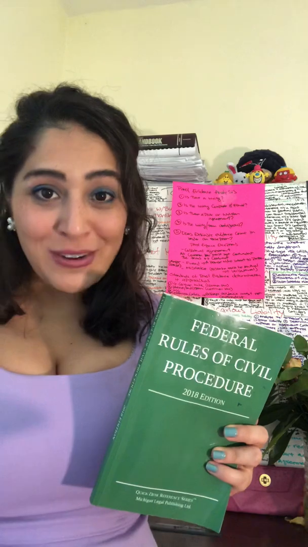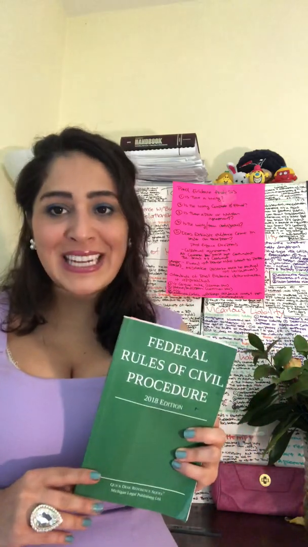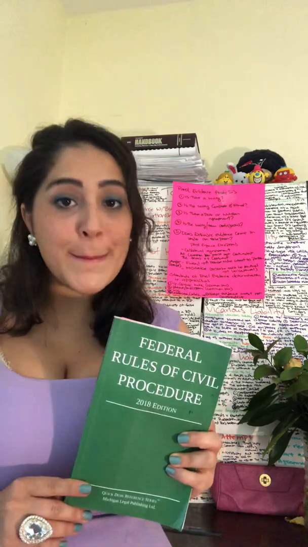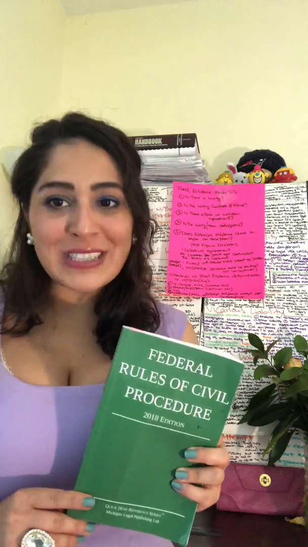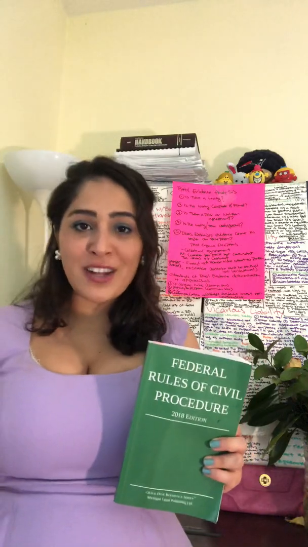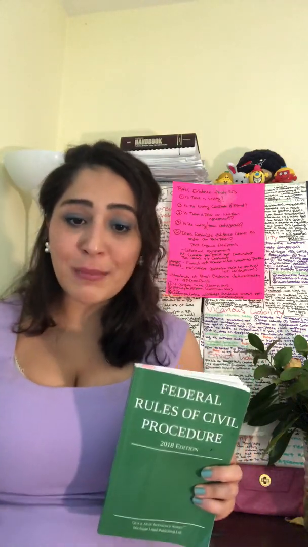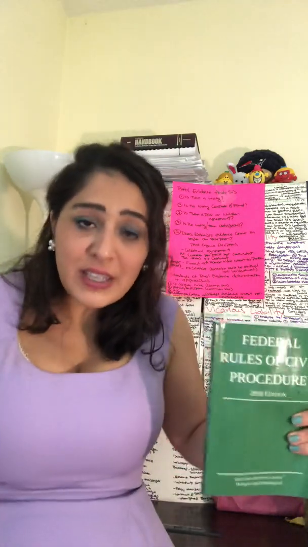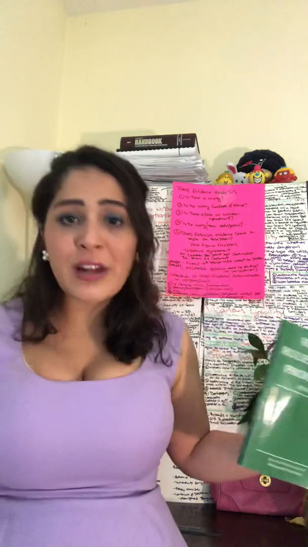What I want to talk about next is Rule 8. Rule 8 says that a pleading that states a claim for relief must contain a short and plain statement of the claim showing that the pleader is entitled to relief. So what does this mean? This means that there must be a short and plain statement to show that the plaintiff is entitled to relief. That's all there is to it.